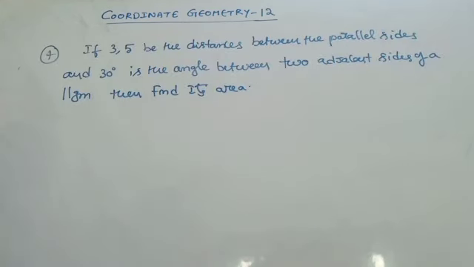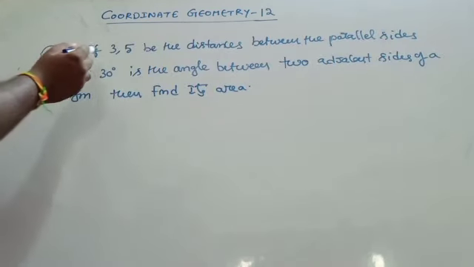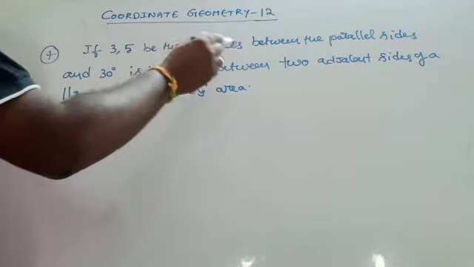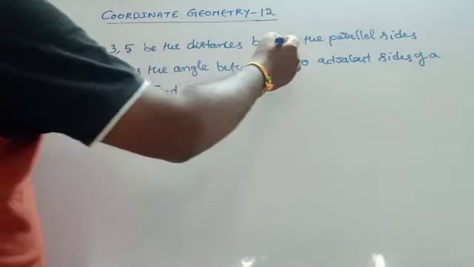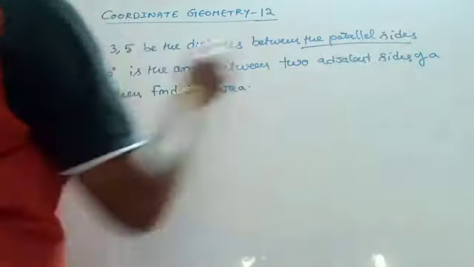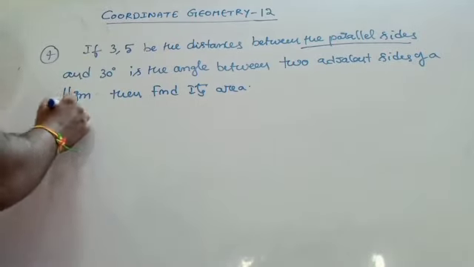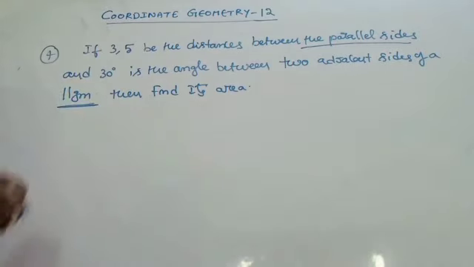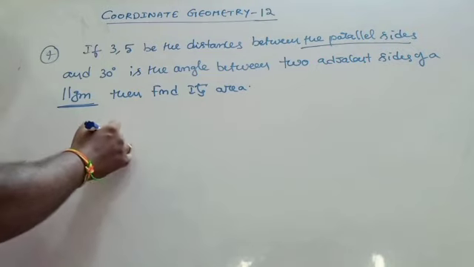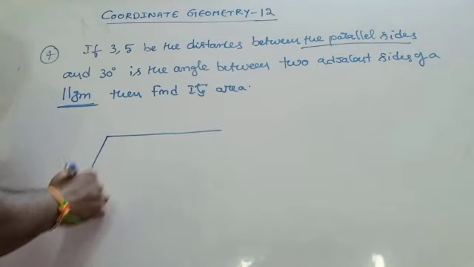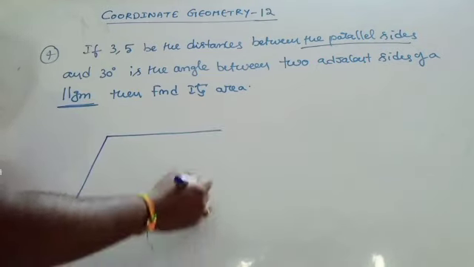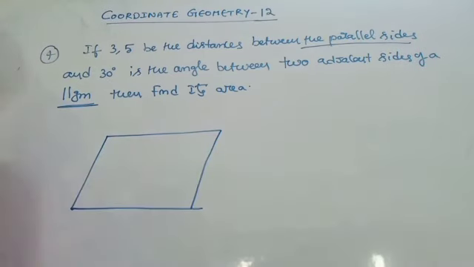Now, the fourth problem. If 3 and 5 be the distances between the parallel sides, and 30 degrees is the angle between the two adjacent sides of a parallelogram, then find the area of the parallelogram, right? This is a nice problem. They have given a parallelogram, and in this parallelogram, they given that 3 and 5 are the distances.